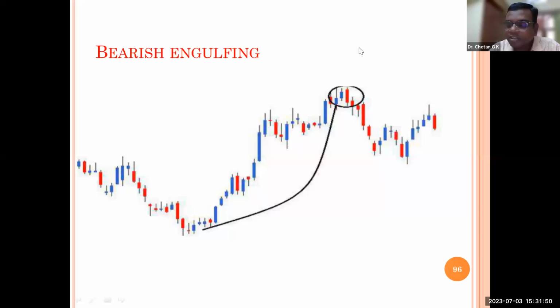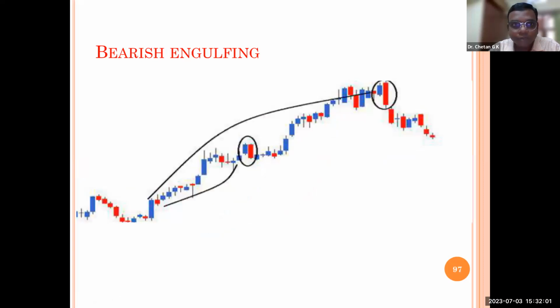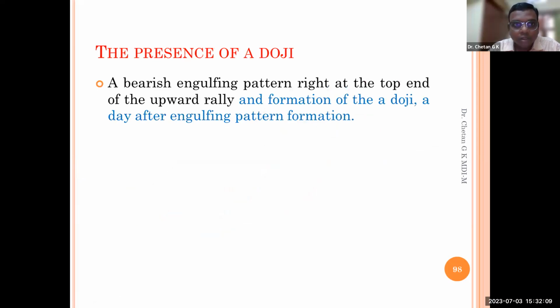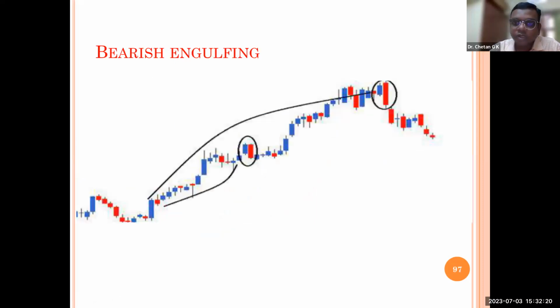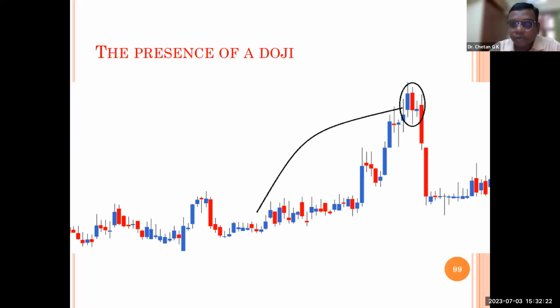I just display the charts so that it is quite comforting for you, because you already understood the bearish and the bullish engulfings. There is one more chart here: uptrend, engulfing, then downtrend. The bearish engulfing pattern is right at the top end of the upward rally, and you can see the formation of a doji a day after the engulfing pattern formation. After the bearish engulfing, there is a doji, or it may be called a spinning top.